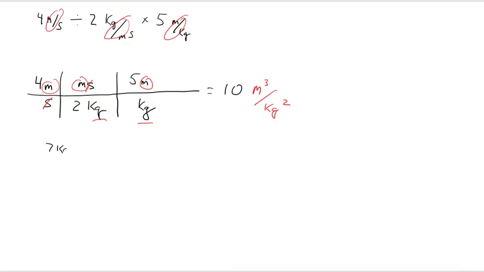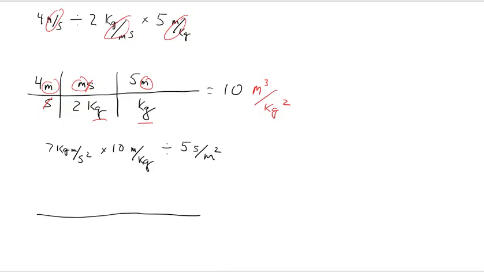Let's do 7 kilogram meter per second squared times, let's see, 10 meters per kilogram divided by 5 seconds per meter squared. There we go. 7 kilogram meter per second squared times 10 meters per kilogram divided by 5 seconds per meter squared. Same type of setup.